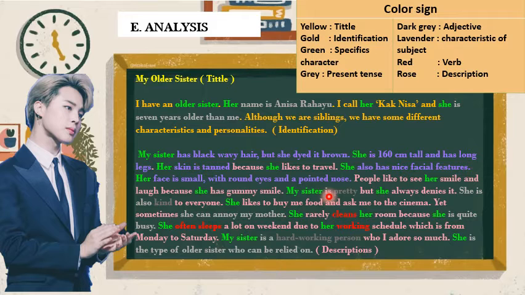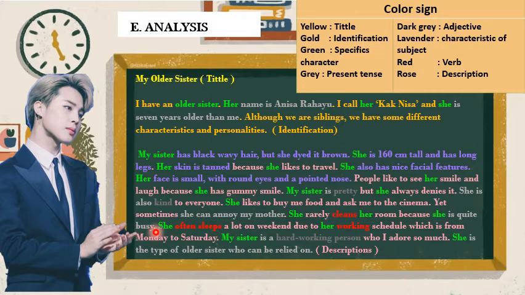The other sentence is "She is also kind to everyone." Now, here we find again the dark gray color: "kind" is the adjective. Then the sentence is "She can annoy my mother." Then "She is quite busy."